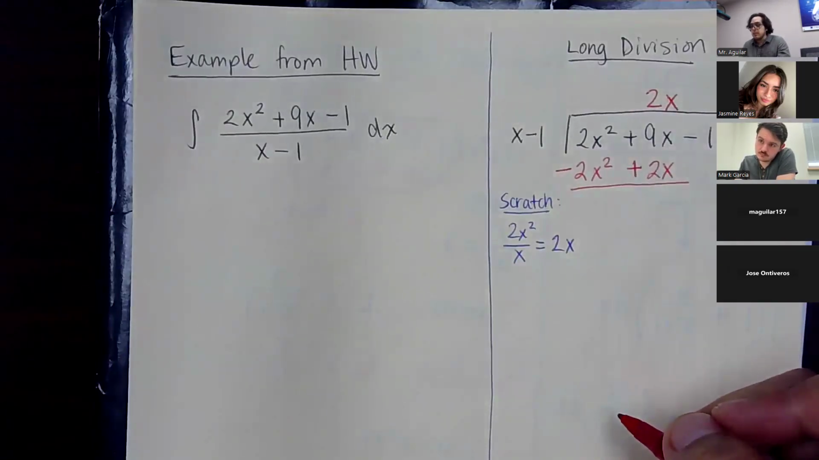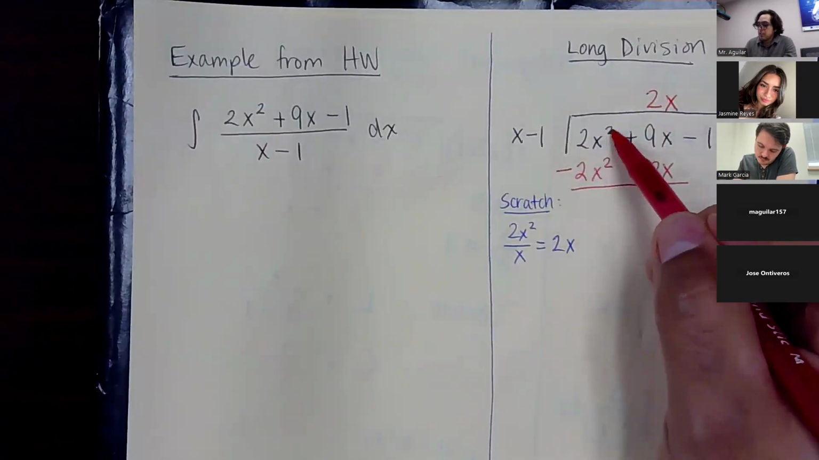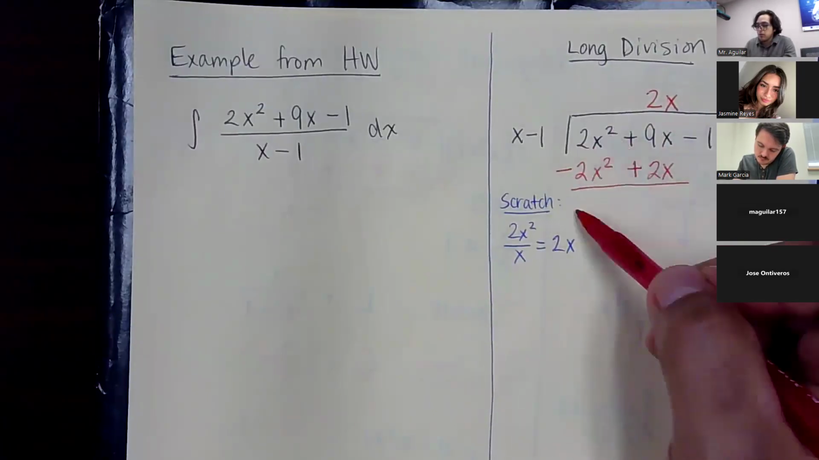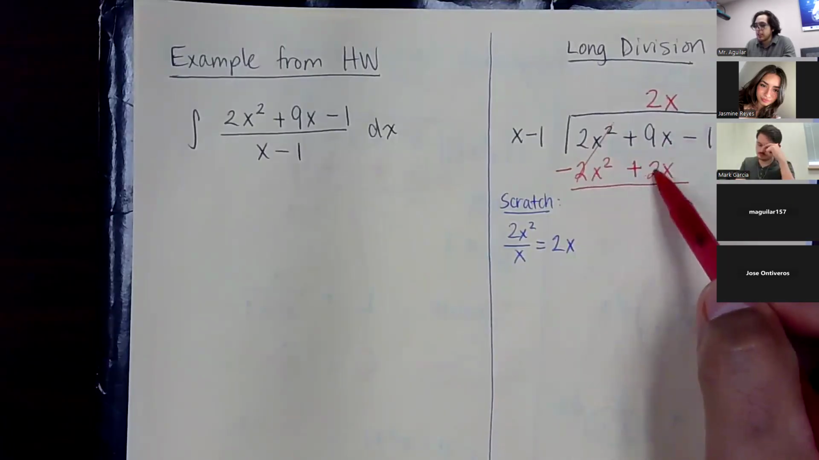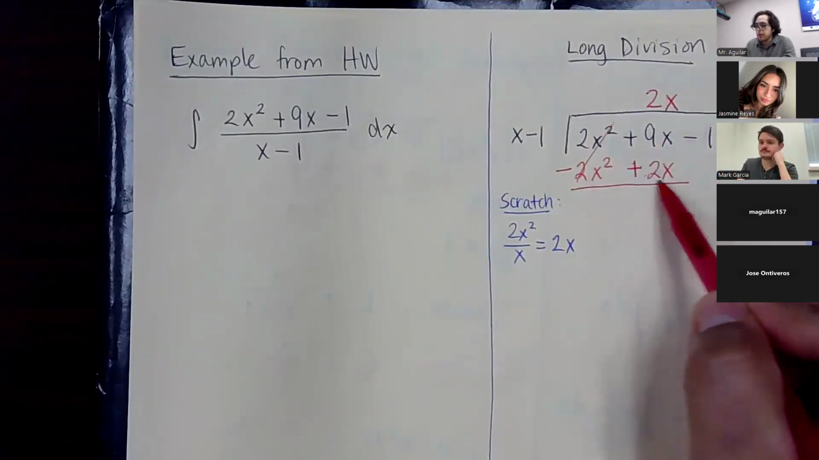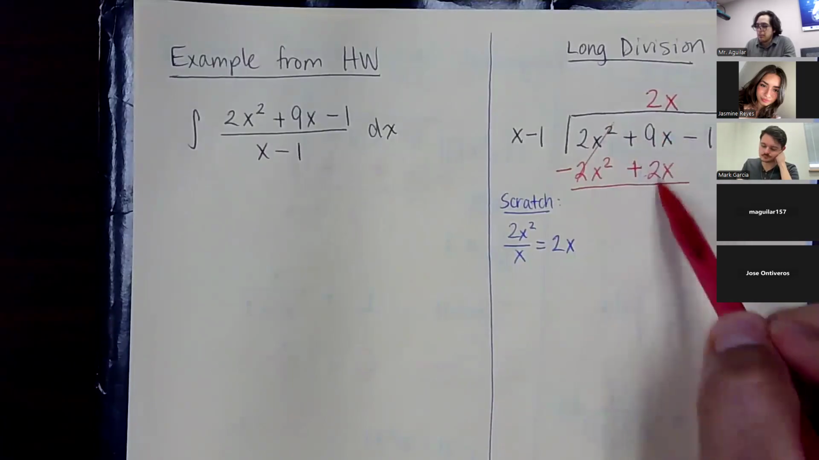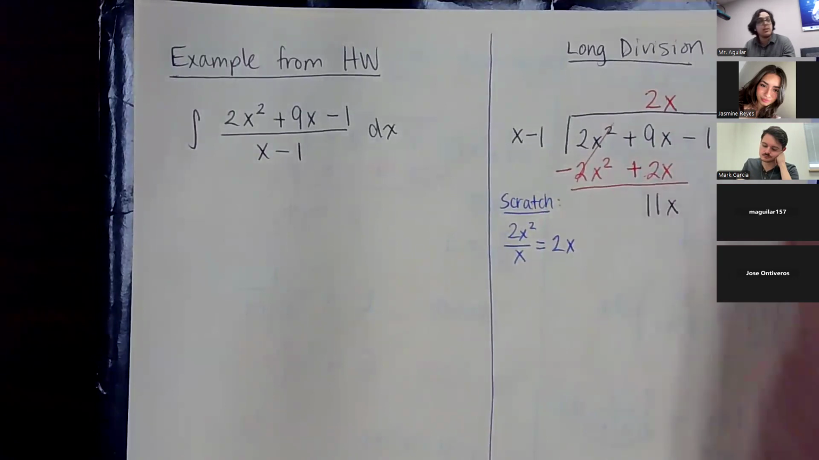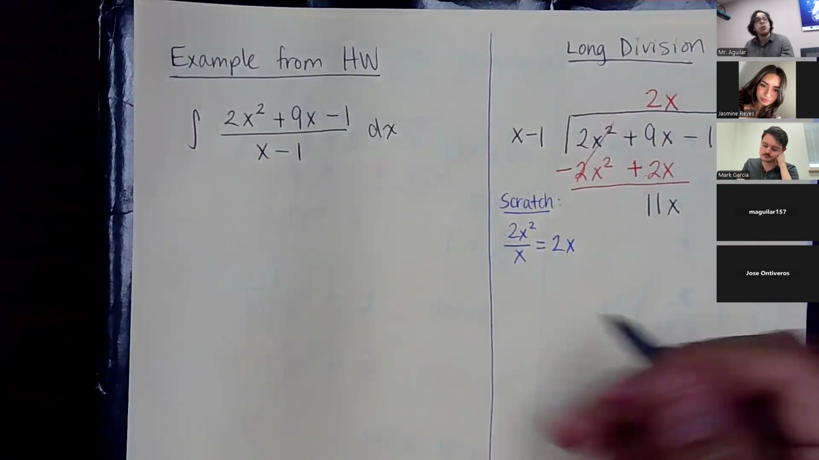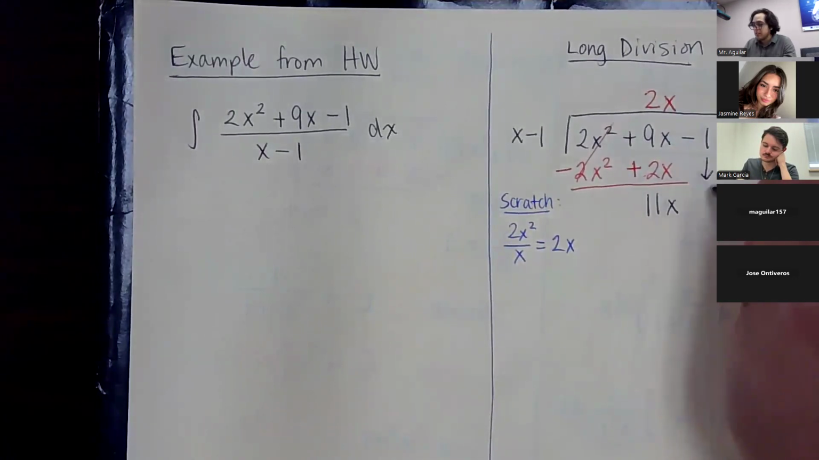So the 2x squared and the negative 2x squared, those are going to cancel out. You can cross them out if you'd like. And then since that sign changed over here with this negative 2x and became positive, we'll just add 9 plus 2, which is going to be 11x. So I'll put 11x down here as my result. And then we just go to the next term and drop that down, minus 1.